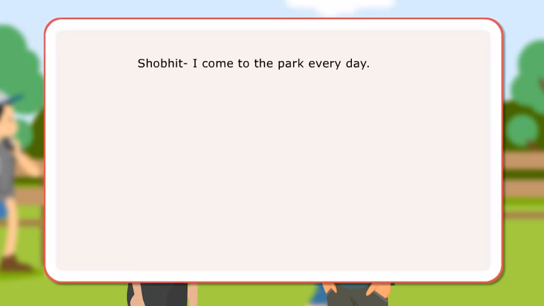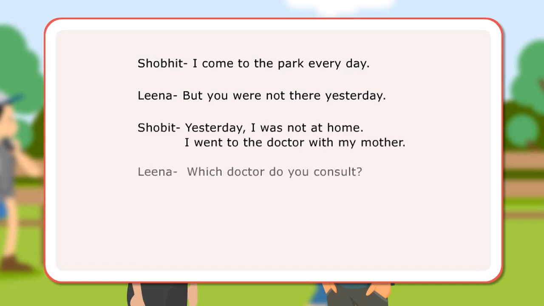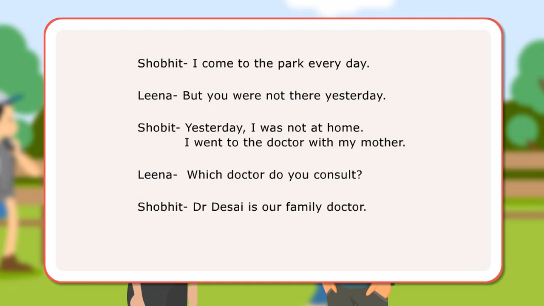In the conversation, the boy and the girl have spoken about something that usually happens and also about things that happened or did not happen in the past. Here are some examples of present and past tenses.